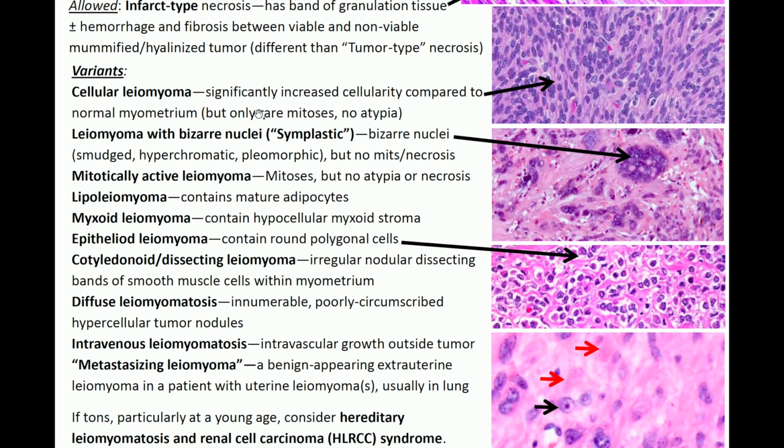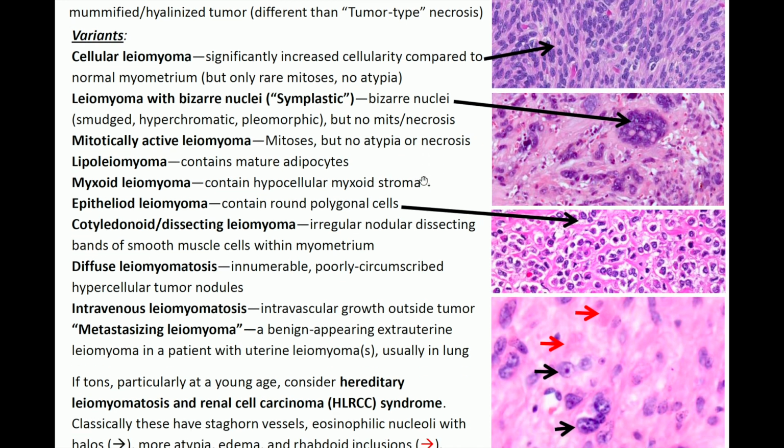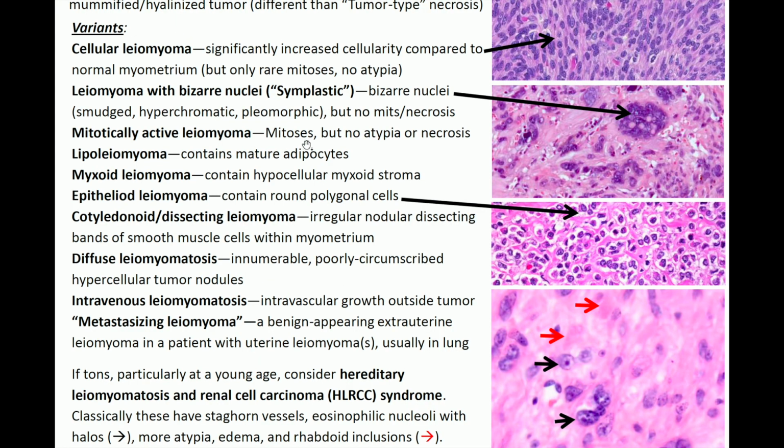You can have a cellular leiomyoma, which has significantly increased cellularity, as the name suggests, compared to the normal myometrium, but only rare mitoses and no atypia. You can have leiomyoma with bizarre nuclei, or symplastic. And here's a good example of very bizarre nuclei that would catch your eye when you're previewing. It's going to be smudged, hyperchromatic, pleomorphic, but no mitoses or necrosis. You can also have a mitotically active leiomyoma, with mitoses but no atypia or necrosis.